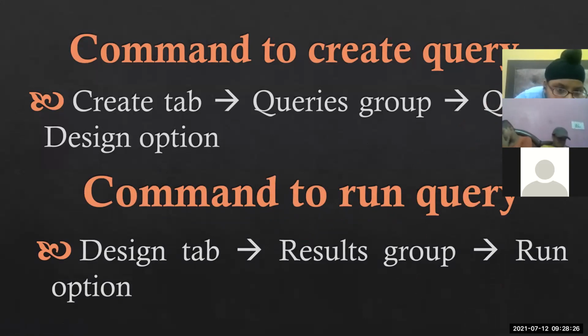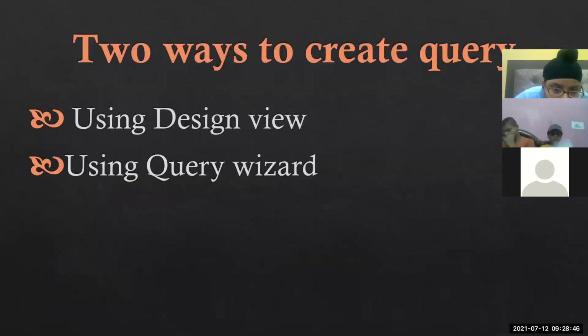Okay, write down in your rough copies the commands. What are the commands to create a query? Write down in your rough copy. Create tab, queries group, query design option. And what is the command to run a query? Design tab, results group, run option. And what are the two ways to create a query? Using the query design view and using the query wizard. Okay.